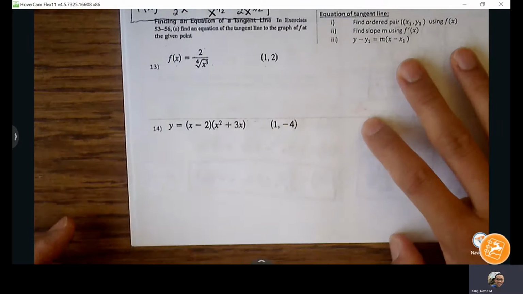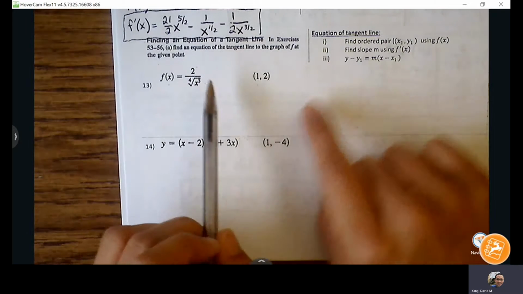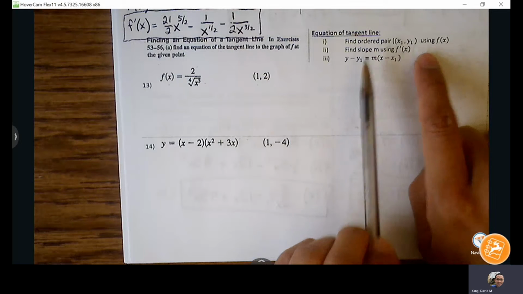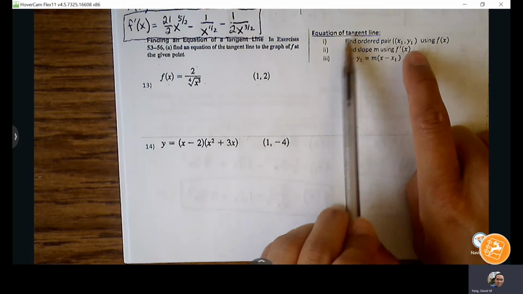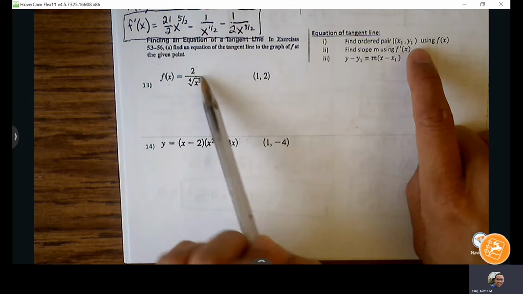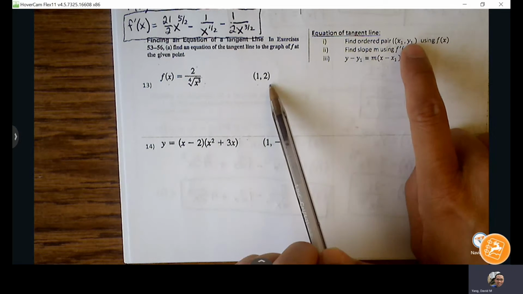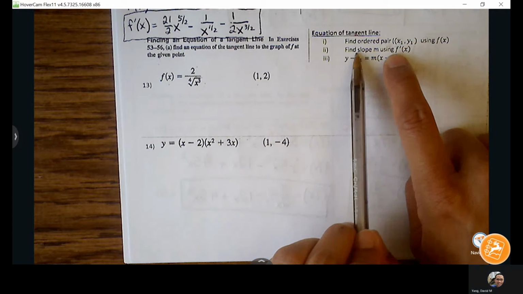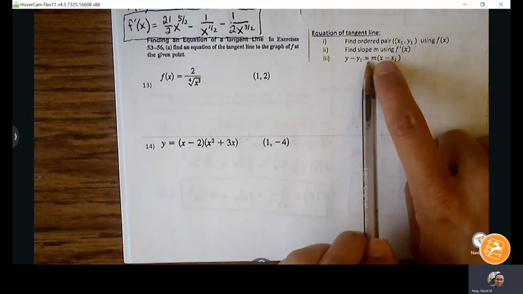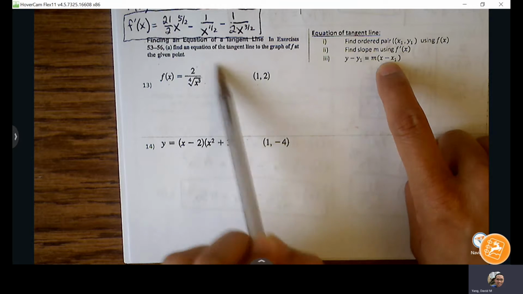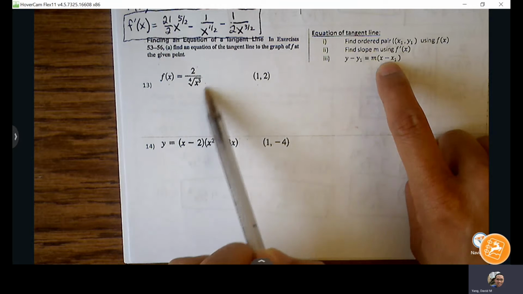Okay, so here, number 13, it says find the equation of a tangent line. So here are the steps we're going to take. I did this out of order here. Let's find the derivative first, and then we can find the ordered pair using the ordered pairs already given to us. We can find the slope using f prime, and then we can put it in point slope form. So let's find the derivative just like how we did the other problems.